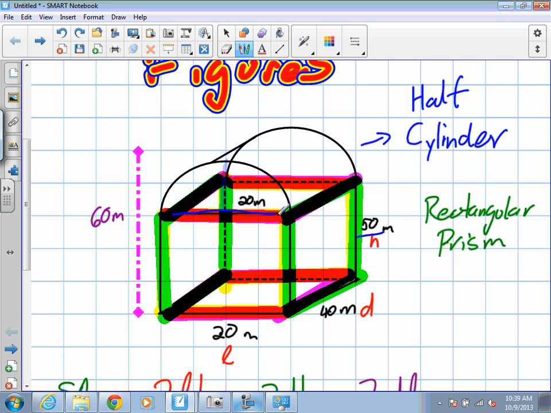Sir, does that work out every time? If it's a circle, it does. Yeah.